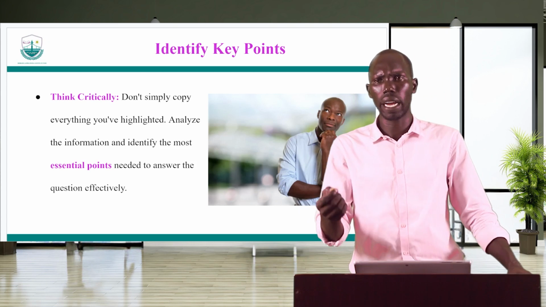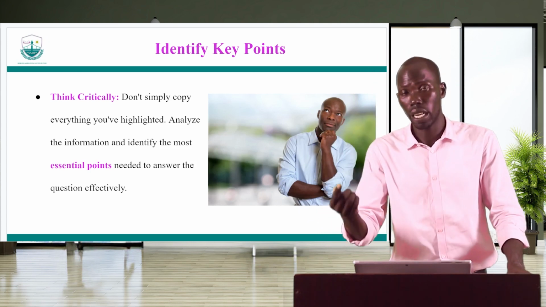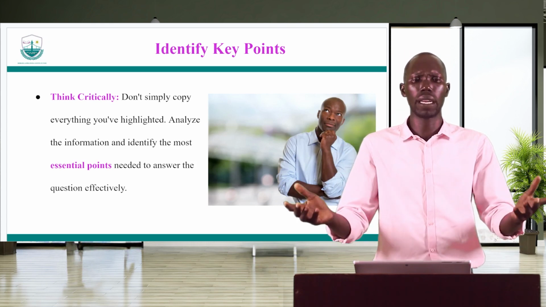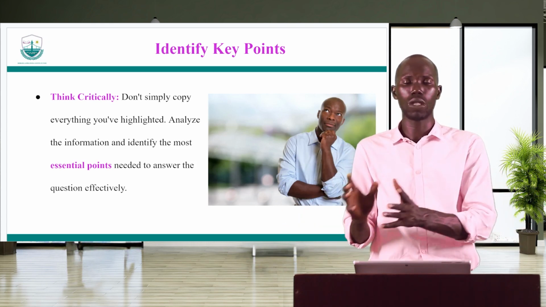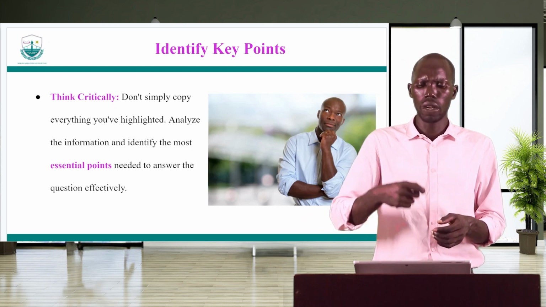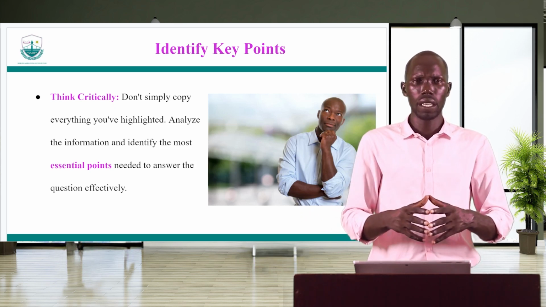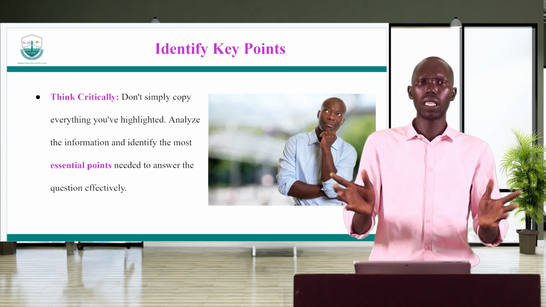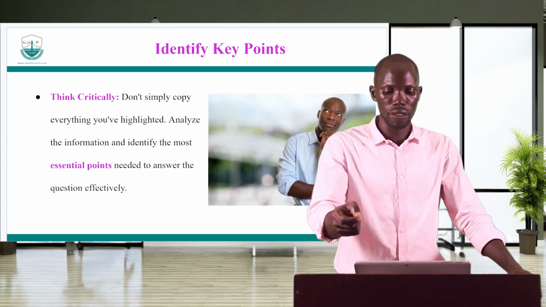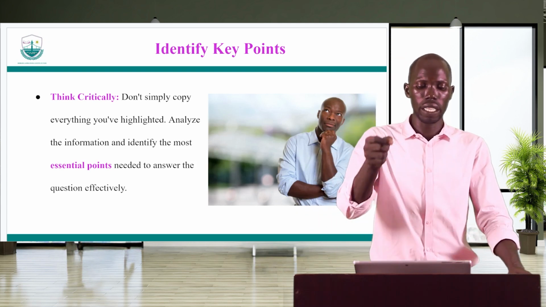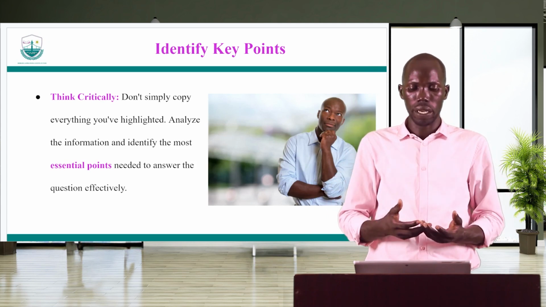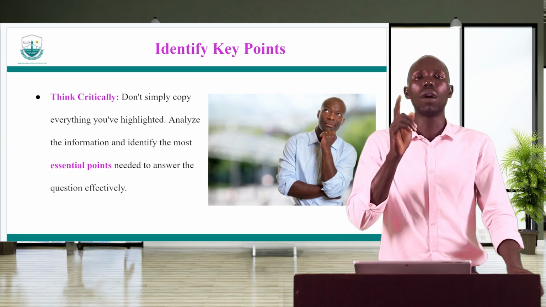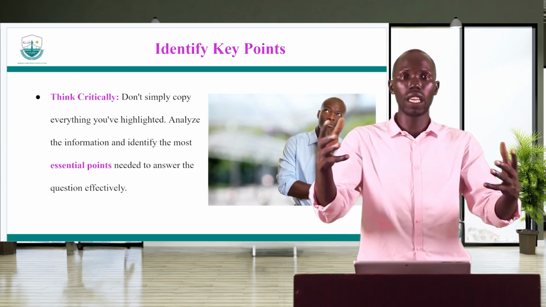You might be wrong in your highlighting. You might have highlighted points you shouldn't have. So don't just rush into highlighting points. Then now I'm done with highlighting. Let me transfer these points. It will be very wrong. You first go in an order. Look at the points. Which points were presented. And then in addition to that, don't just copy everything. Analyze the information and identify the most essential points, which were the major points that answers the question effectively. Your focus is on how effective can you answer this question with the given points.